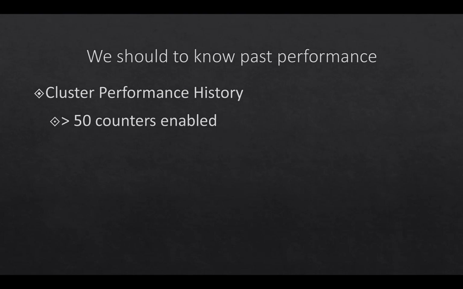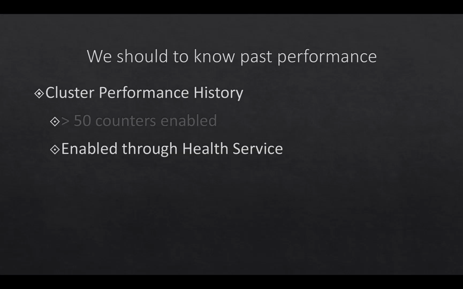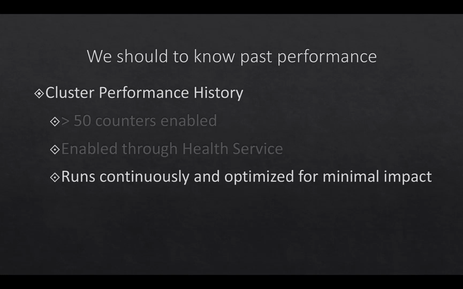When you enable Storage Spaces Direct, we will create a cluster performance history drive that will basically start collecting various different performance counters. There's a little over 50 counters that are enabled as a default. Nothing that you have to do, it automatically does it. We have items for disk, the network adapter, nodes, cluster, virtual machine drives, and the volumes themselves that we will collect. And it is constantly collecting. It's actually enabled through the health service that is enabled when you enable Storage Spaces Direct. It will run continuously, and it is optimized for minimal impact. And I'll explain that here in just a moment.